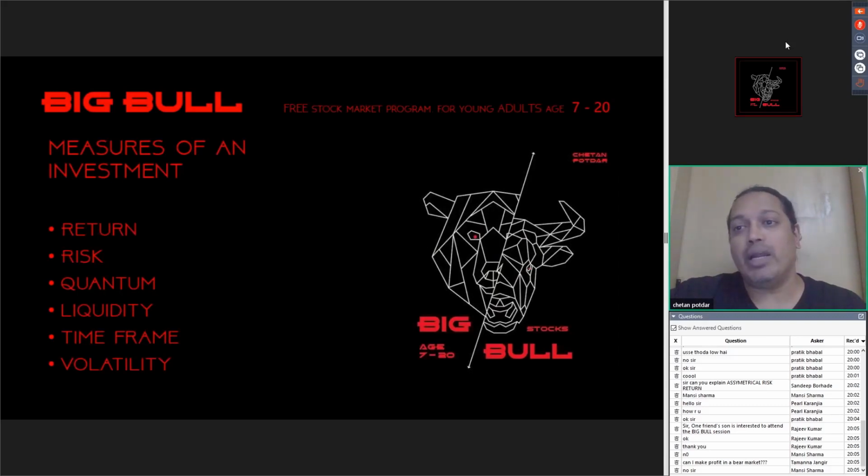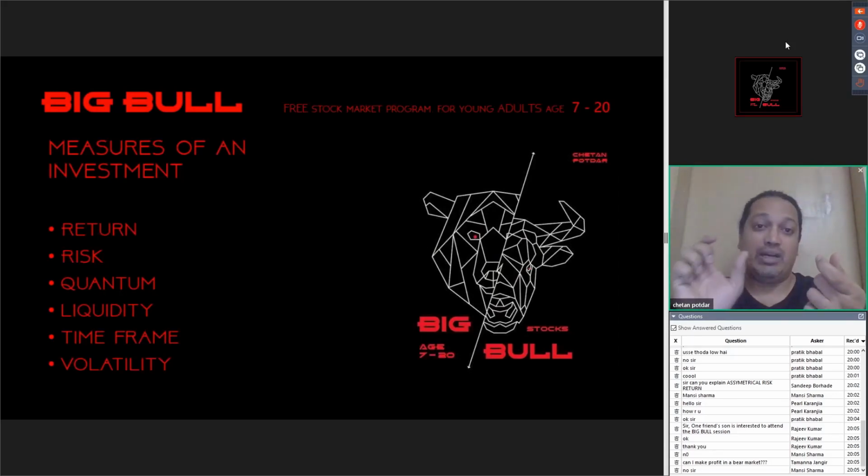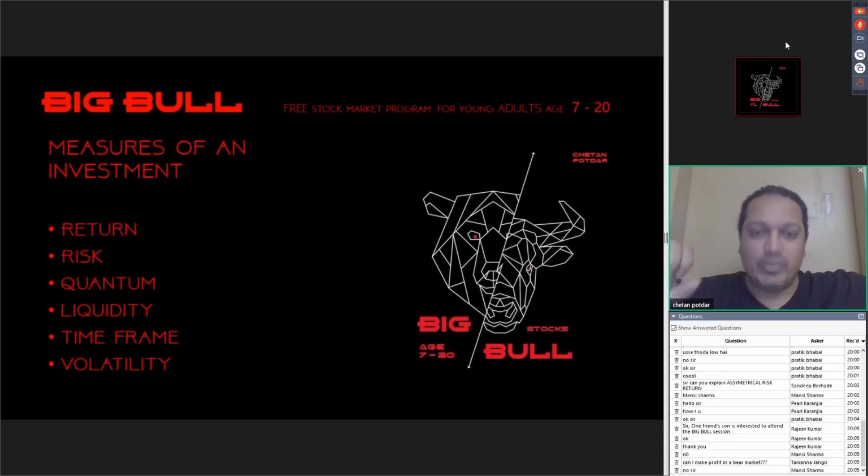Now, Sandeep Boradi had asked a question, and I'm going to read it out for everyone. The question is, can you explain asymmetrical risk reward ratio? Okay. So I am going to explain risk reward this manner. You can quantify risk and you can quantify reward. To give you an example, if you're riding a cycle, the amount of pleasure and enjoyment that you get is called reward.